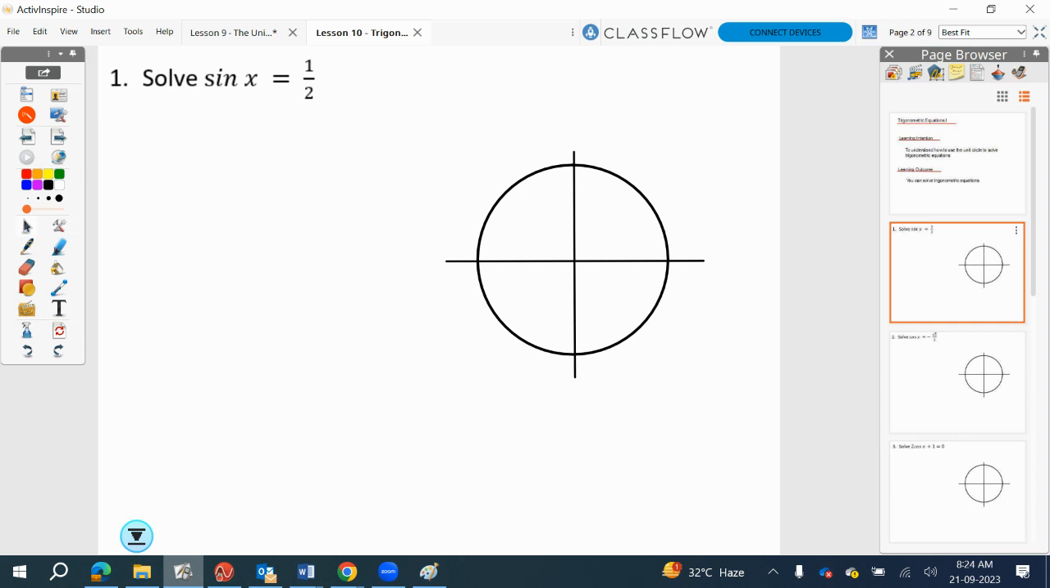Okay, so we're going to look at trigonometric equation solving. We have the equation sine x is equal to a half. On the unit circle, what is represented by the sine value? The y value. Excellent.